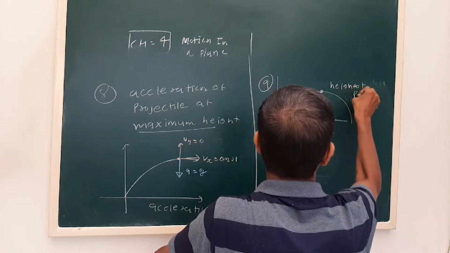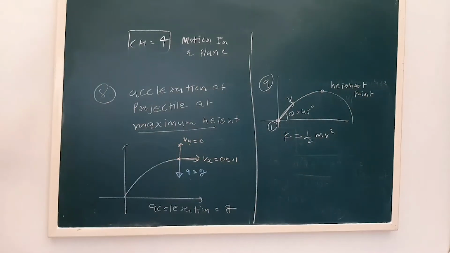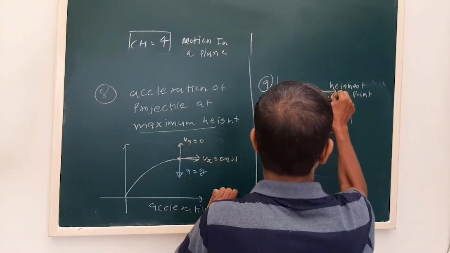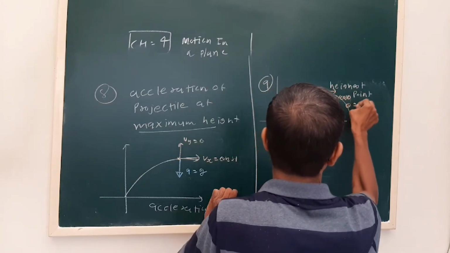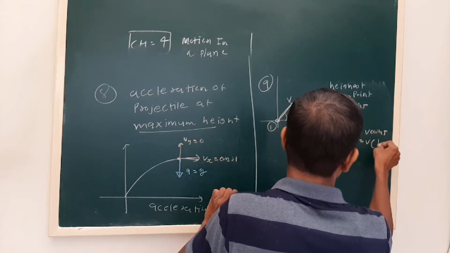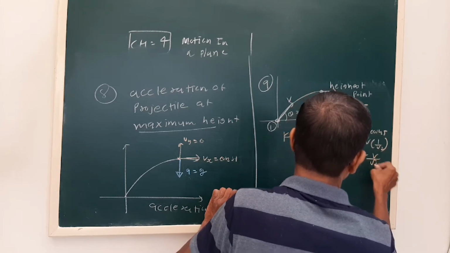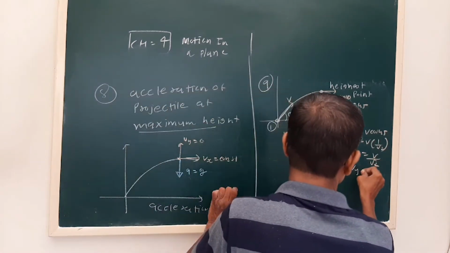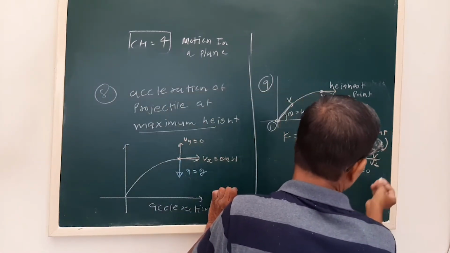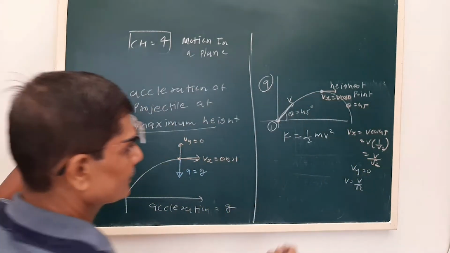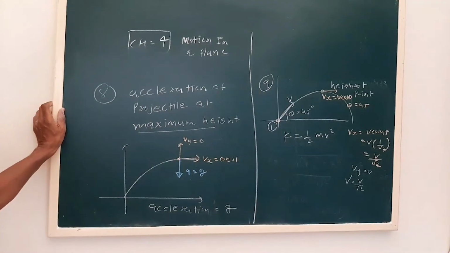Okay, just now we have seen at the highest point, the y component will become 0, and the x component is v cos theta. Here theta is 45, so Vx is v cos 45, which is v into 1 upon root 2. Vy is 0. So the rectangular component, the resultant v, will be v upon root 2. Let us call it v dash.